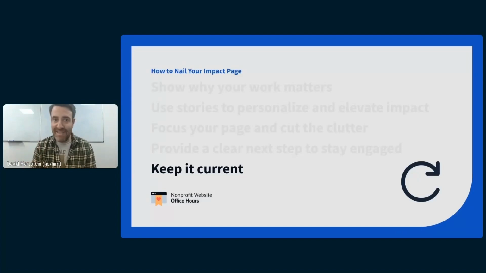And last tip here, keep your page current. Right? Your impact page is really all about building trust with your visitors, but if the stories and data that you're sharing are years out of date, that can erode trust pretty quickly. Honestly, an outdated impact page can sometimes be more harmful than it is helpful, right?